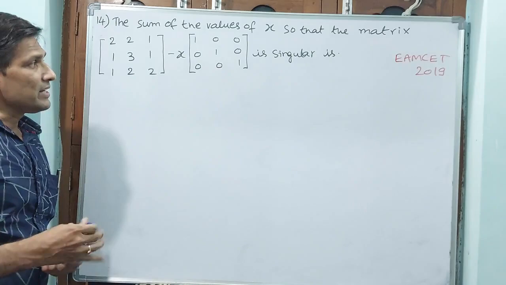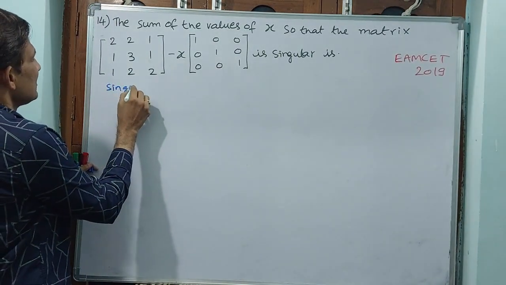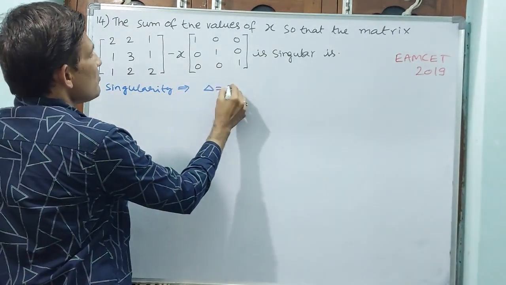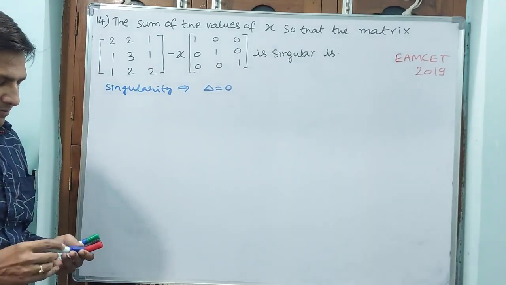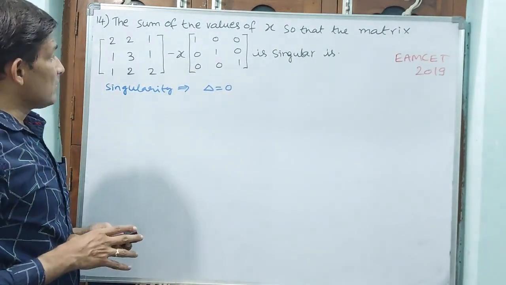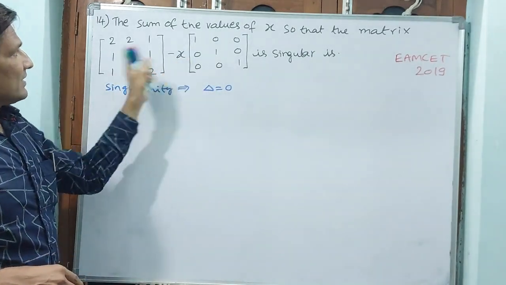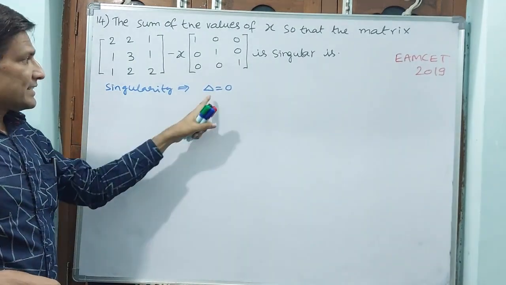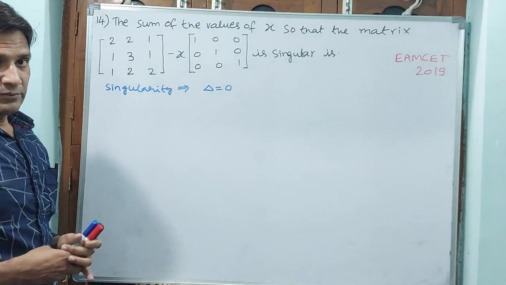Okay, I am writing here, you see. Singularity means determinant should be equal to 0. Okay, that is called singular. Okay, now first of all you find this final matrix. Why? Because multiply with x, then finally you find one matrix. That matrix you have to take as a determinant and find the determinant, equate it to 0. That is called singular.